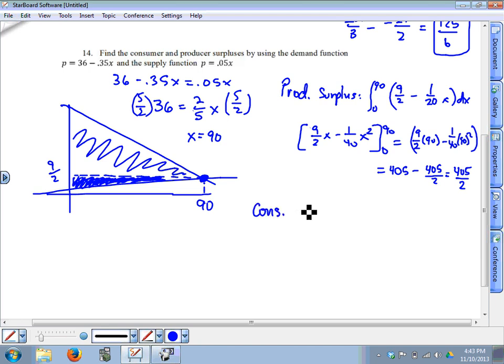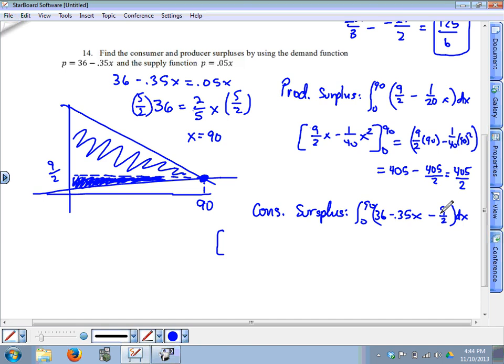Now the consumer surplus is the integral from 0 to 90. Now the top function is the demand function, which is 36 minus 0.35x. Now we subtract the bottom function, which is the price function, 9 halves. I guess we can simplify: 36 minus 9 halves is 63 halves.